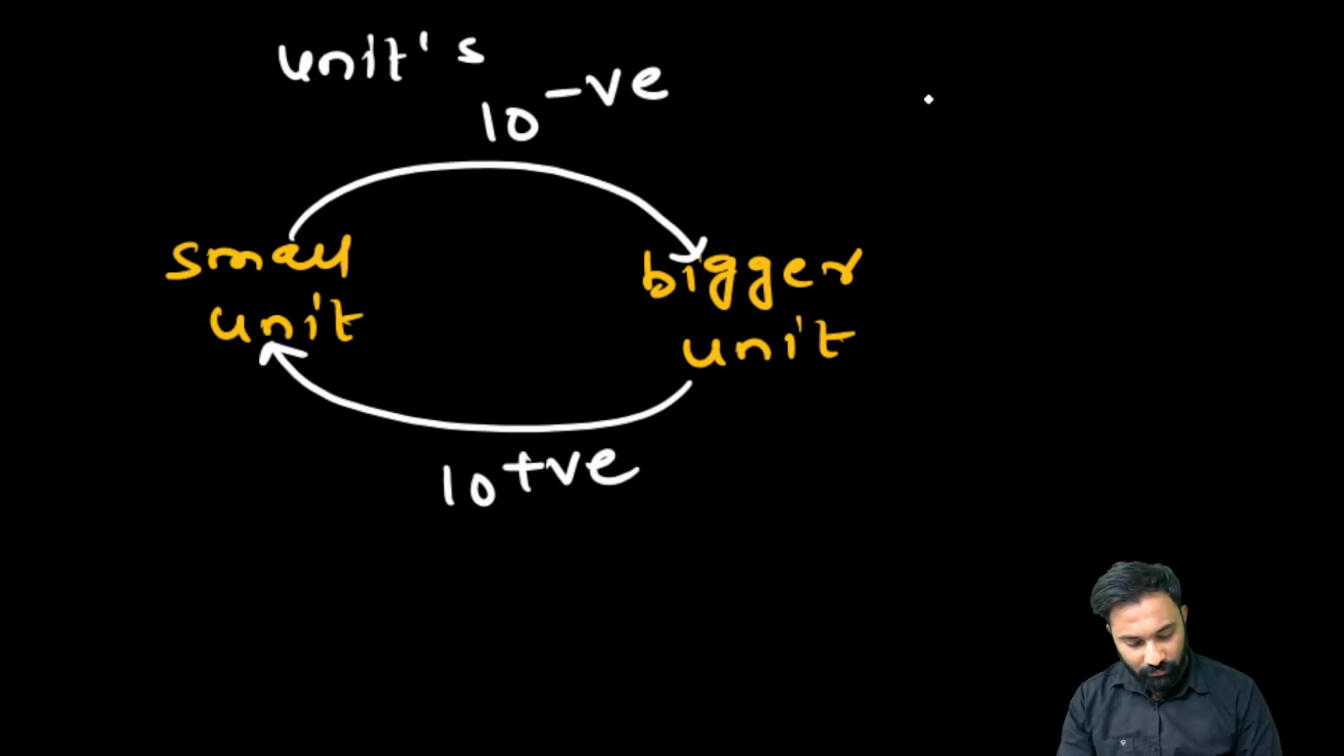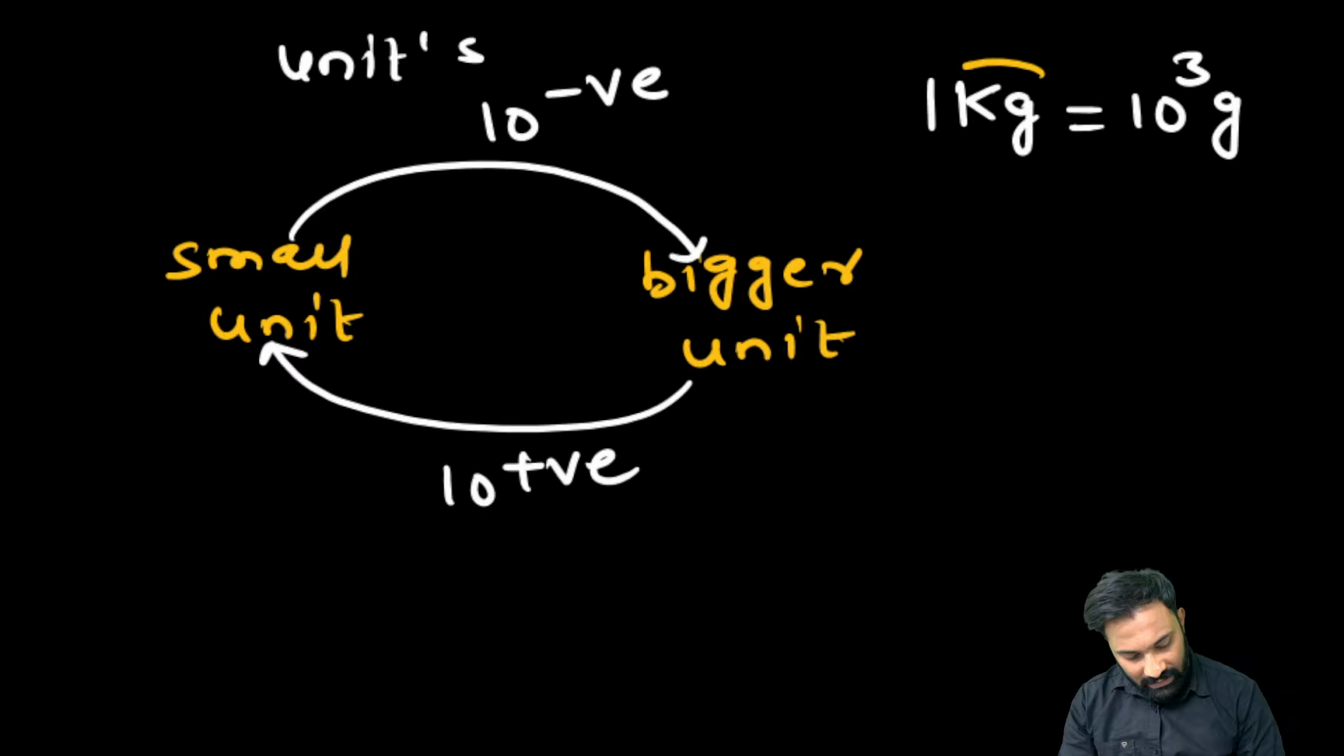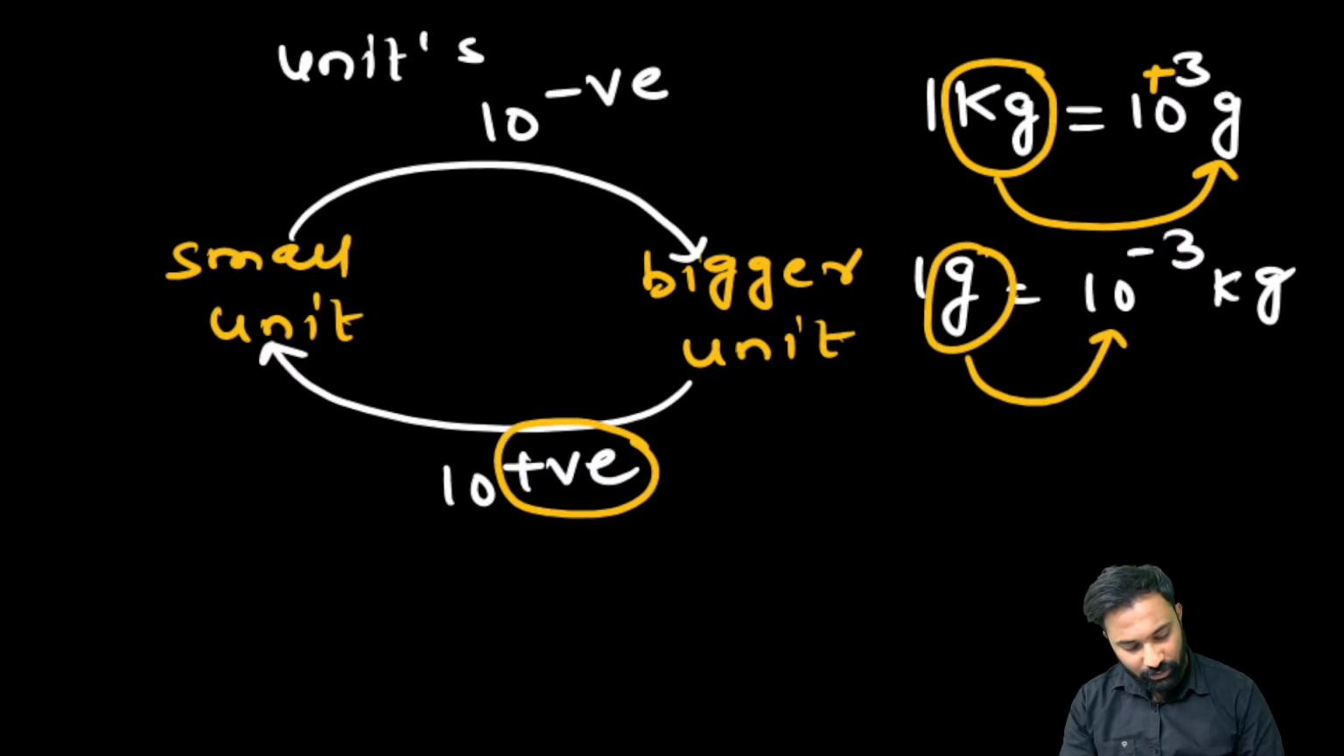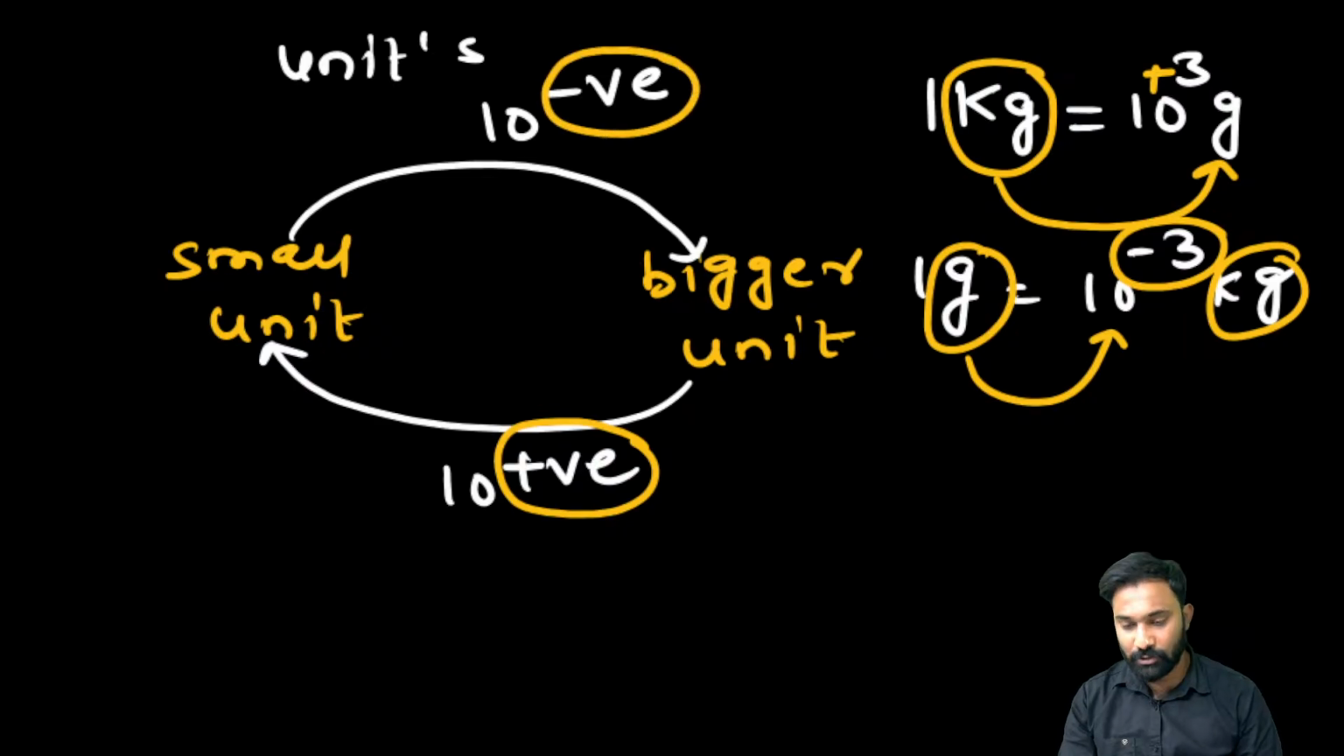Example, we know 1 kg is equal to 10 to the power 3 grams. We know kg is the bigger unit. From the bigger unit, if you are going to the smaller unit, the power will vary in the positive, so 10 to the power plus 3. Now 1 gram is equal to 10 to the power minus 3 kg. Gram is the smaller unit, and if you are going from the smaller unit to the bigger unit, the power will vary as 10 to the power minus 3. 10 to the power minus 3 means 10 to the power negative.